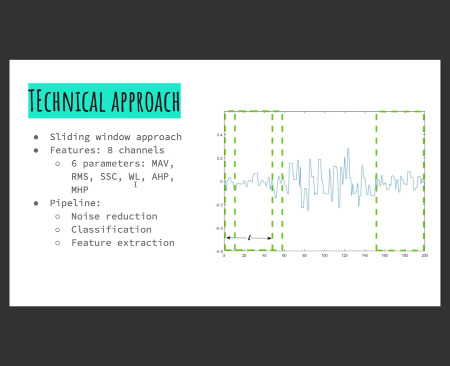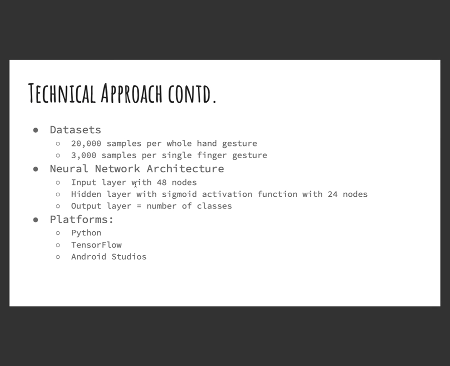The way we're going to set up our data is first we reduce the noise, then we classify, and then we extract our features. In total, we have 20,000 samples per whole hand gesture, and we have 3,000 samples per single finger gesture.